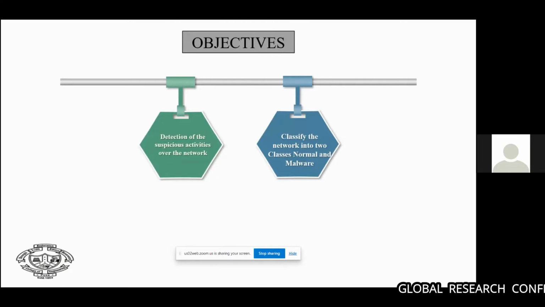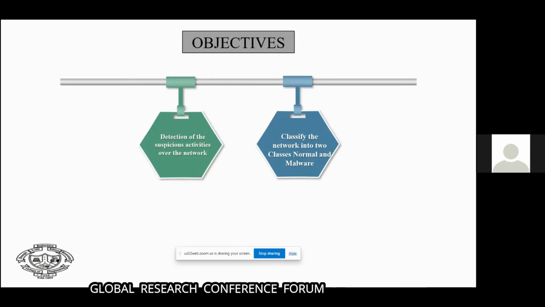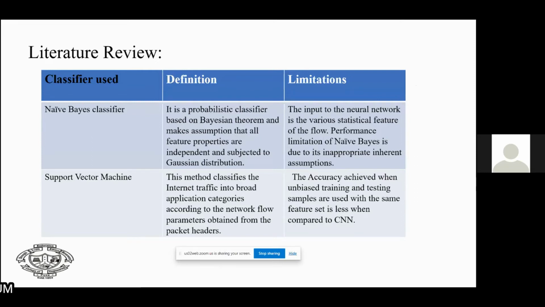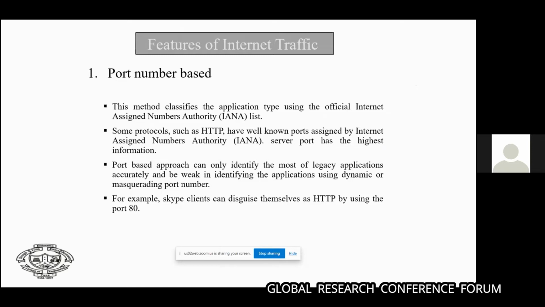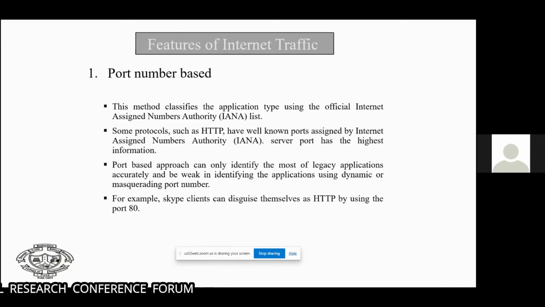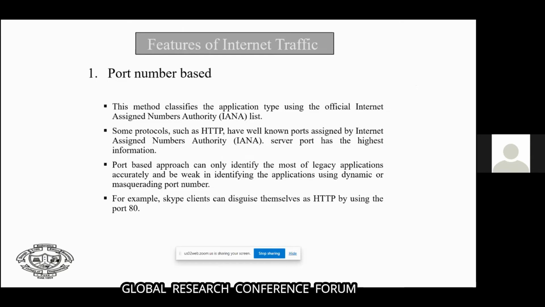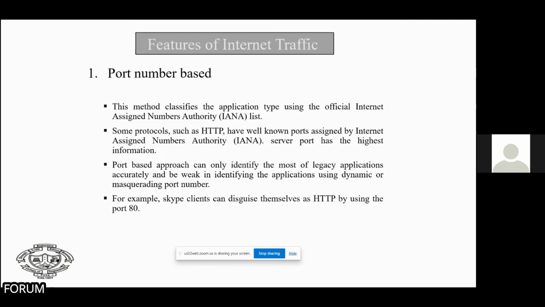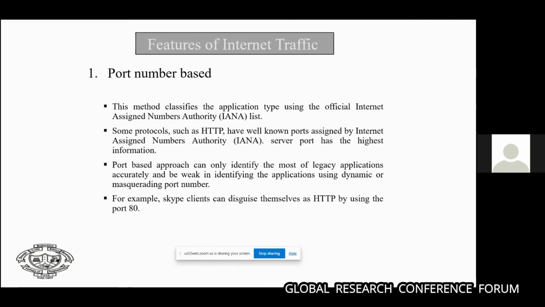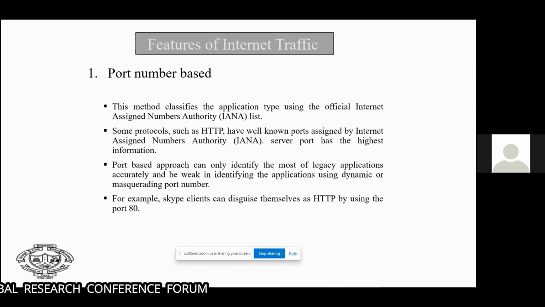These were some previous studies: various classifications have been done based on naive Bayes and support vector machines, and every research similar to mine has some limitations, because of which I chose some other ML-based algorithms. Previously, what features were used to classify internet traffic? First were port number based and second were flow based. Port numbers are given to every application and are listed in the Internet Assigned Numbers Authority list.